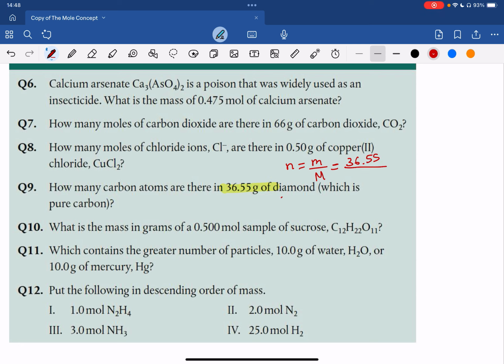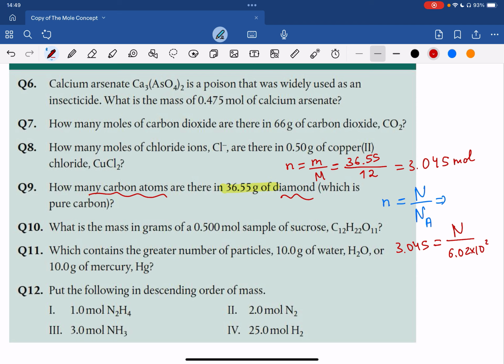And what's the molar mass of diamond? Diamond is pure carbon, so it's 12 grams per mole. Let's divide 36.55 divided by 12, which should give us 3.045 moles. So it says how many carbon atoms. If it's about the number of atoms, we can use this formula, N divided by Na. We already know our small n is 3.045 is equal to, we don't know our capital N, but we know Na. Na is 6.02 times 10 to the power 23.